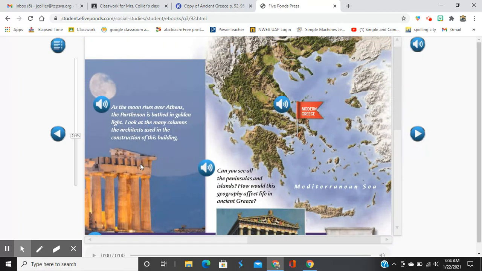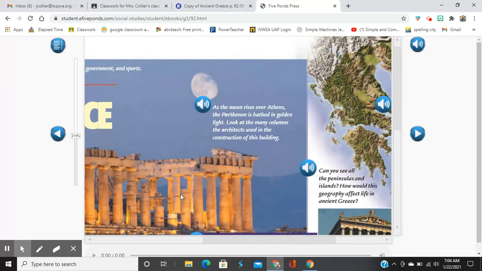Okay, and this picture that we had here where I pointed out the columns, here's the caption. As the moon rises over Athens, the Parthenon is bathed in golden light. Look at the many columns the architects used in the construction of this building. So there's a lot of columns here, and that's how they held up the massive roofs.